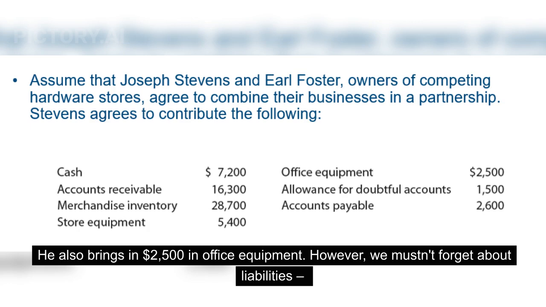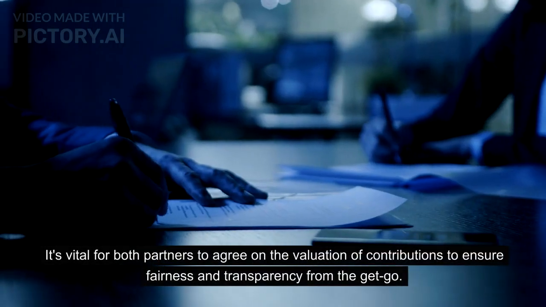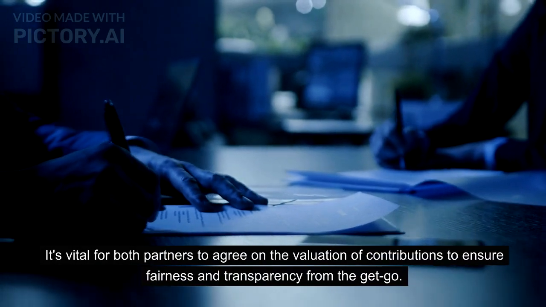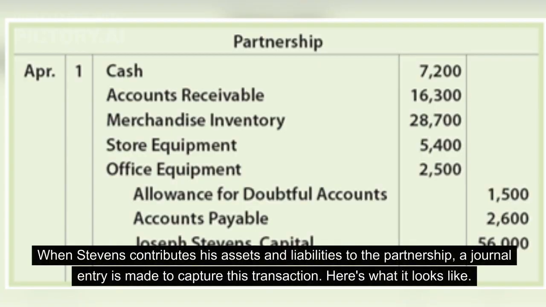However, we mustn't forget about liabilities. Stevens has accounts payable of $2,600, which are obligations the partnership will now need to settle. It's vital for both partners to agree on the valuation of contributions to ensure fairness and transparency from the get-go. When Stevens contributes his assets and liabilities to the partnership, a journal entry is made to capture this transaction. Here's what it looks like.